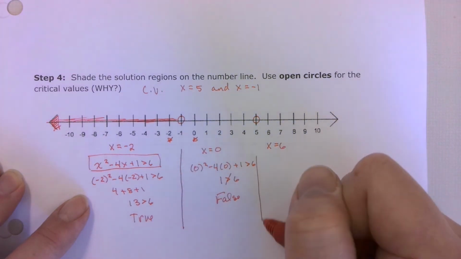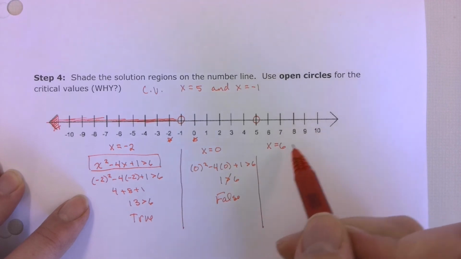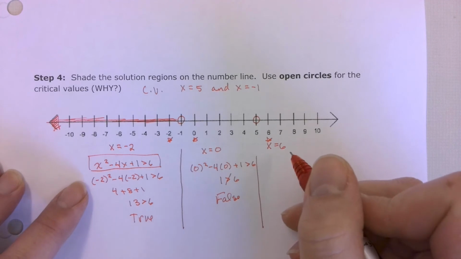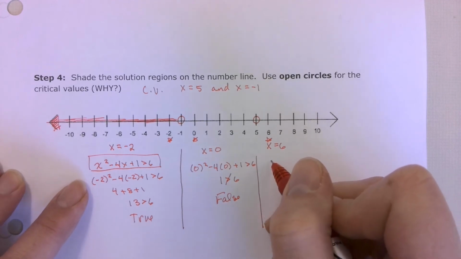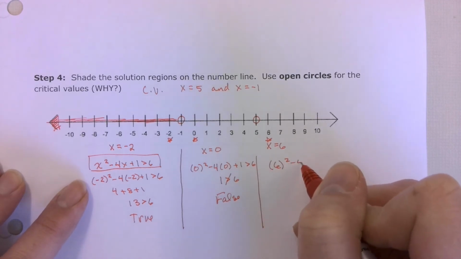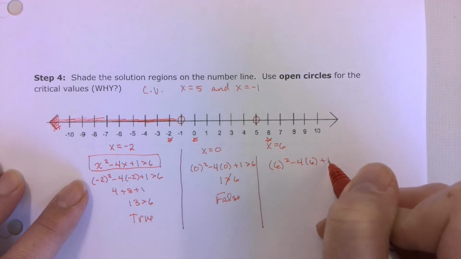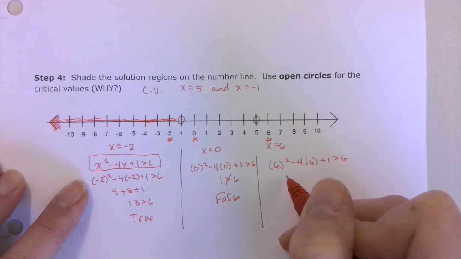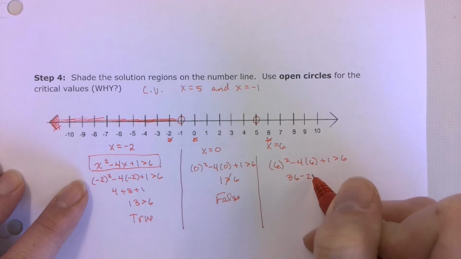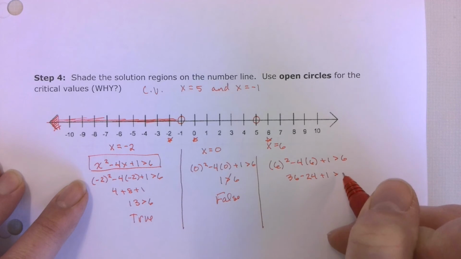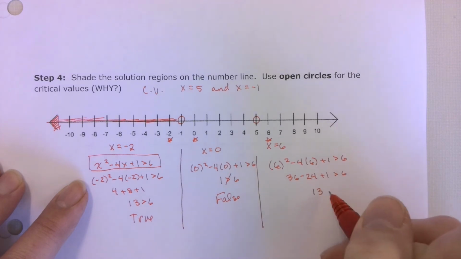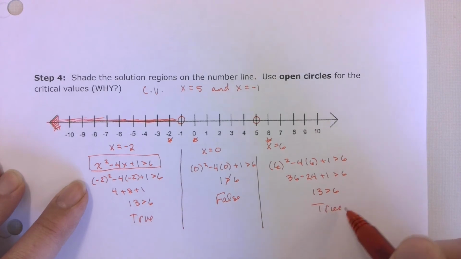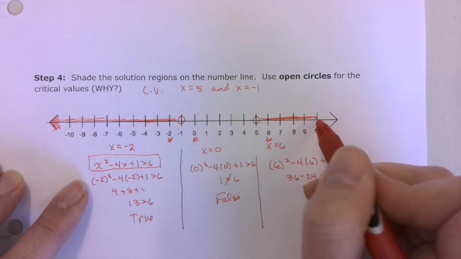Last interval that we need to check, we assume it works, but we want to check it. We picked the number 6. Again, you can pick any number you would like. Plug it into the original quadratic. So 6 squared minus 4 times 6 plus 1, and let's see if it makes a true statement. So we have 36 minus 24 plus 1, and I get 13 again is greater than 6. And so this is a true statement, so I'm going to shade here.